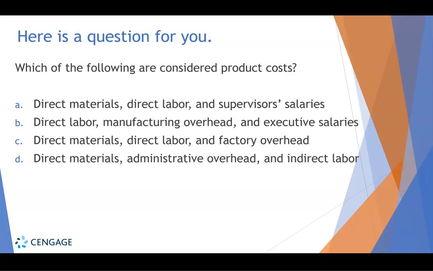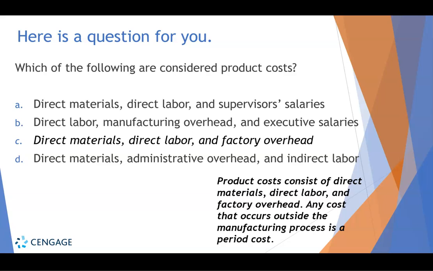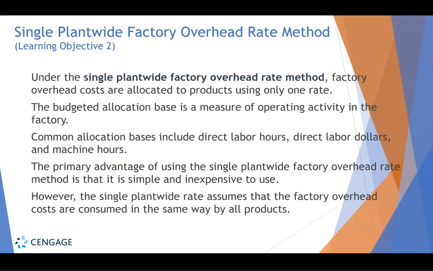So we know that supervisors' salaries are part of the factory overhead. We know executive salaries are part of period costs. Administrative overhead would be part of period costs. So product costs consist of direct materials, direct labor, and factory overhead. Any cost that occurs outside of the manufacturing process is going to be a period cost. And I need to reiterate, supervisor salaries, if they are related to the factory, then that would be part of the factory overhead. Supervisor salaries, as they relate to selling or administrative costs, would be period costs.